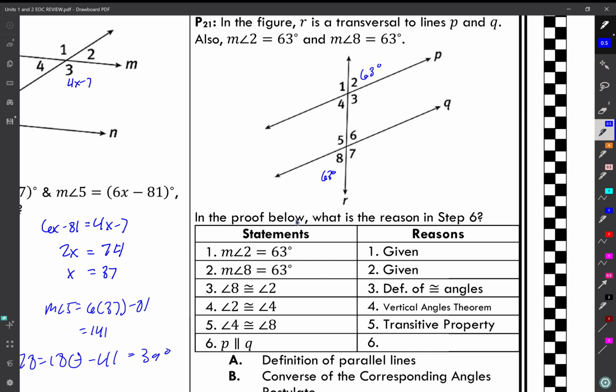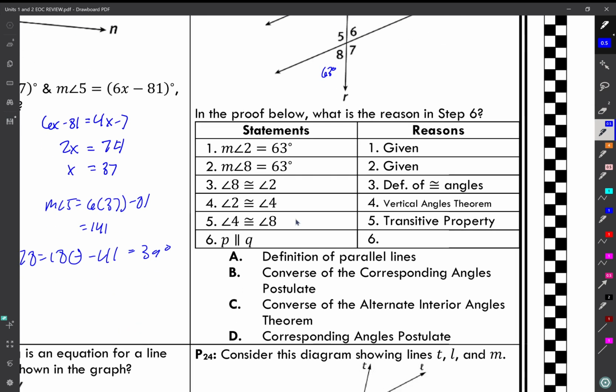Now, since the corresponding angles are congruent, we can say that the lines are parallel by the converse of the corresponding angles postulate. We use this to show that lines are parallel. The converses are to show that lines are parallel.